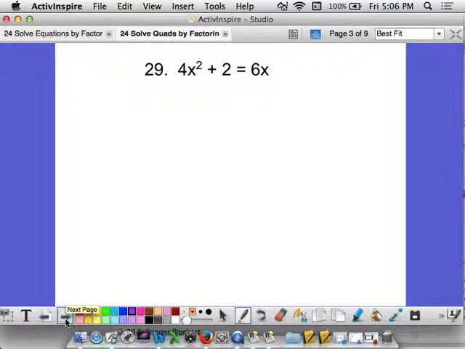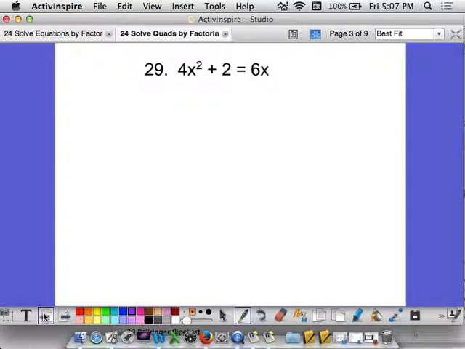Number 29 on your worksheet. The first thing that we want to do is get everything to one side, set equal to 0. So the 6x is going to have to come over. Well, positive 6x becomes negative 6x. Again, we're writing this in decreasing power, set equal to 0. We've not asked this, and I should have, but here I can see it. Do you have a common factor? In this case, I do.